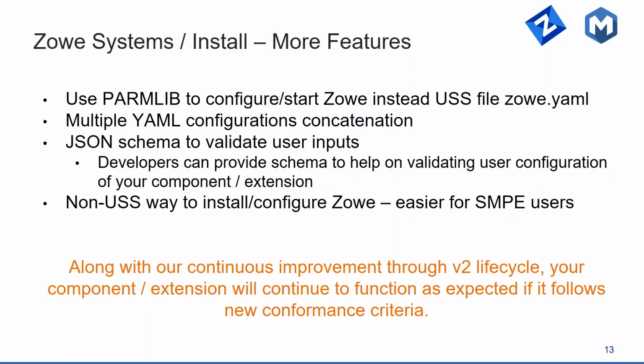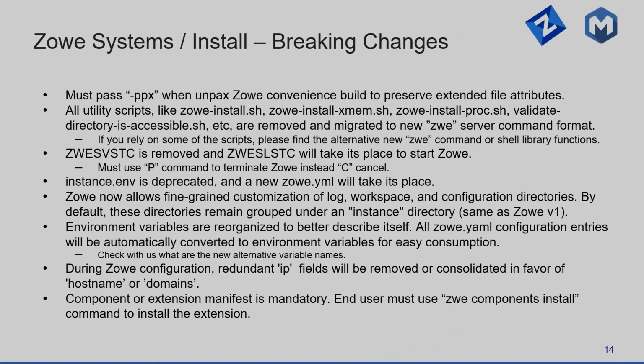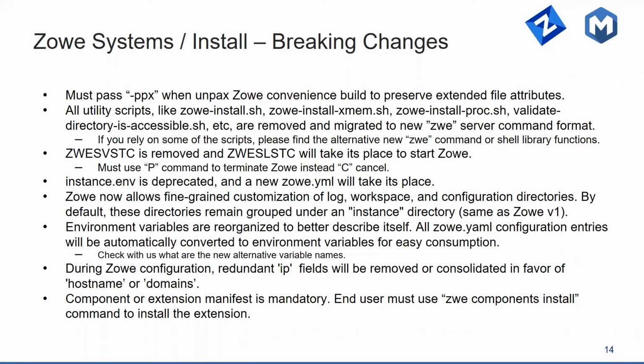Okay, so I'll try to quickly go through the breaking changes. Because we don't create a different folder, in version 2, if you extract Zowe, you should pass the -px option to preserve the extended file attributes. This is one change. In version 1, it's not necessary, but in version 2, this is required.